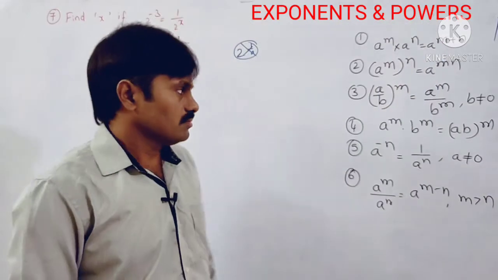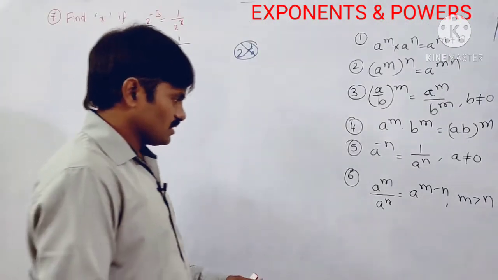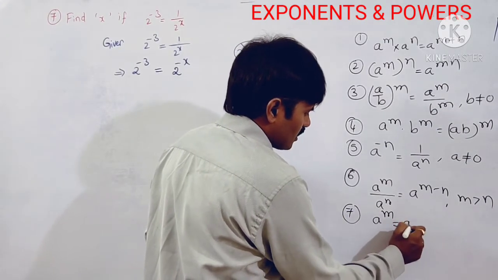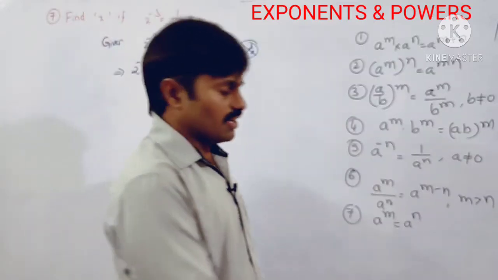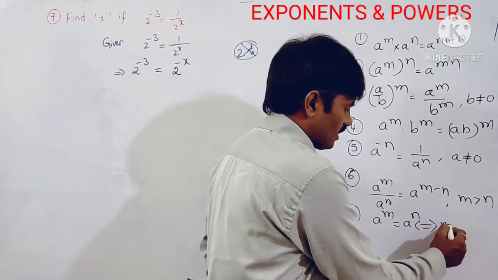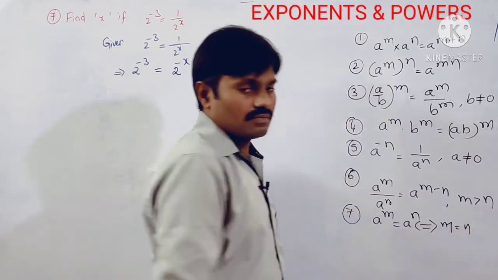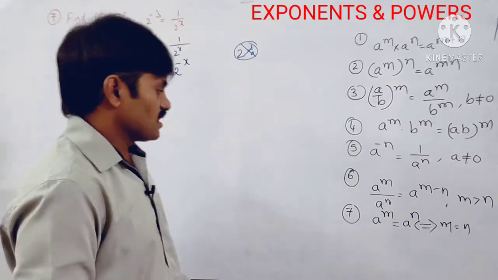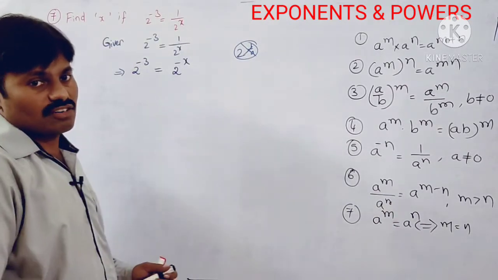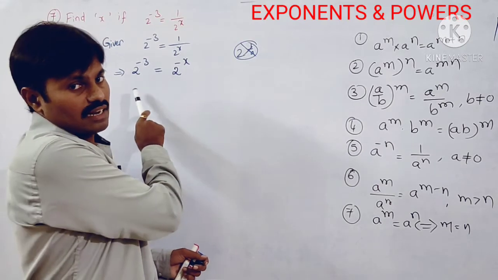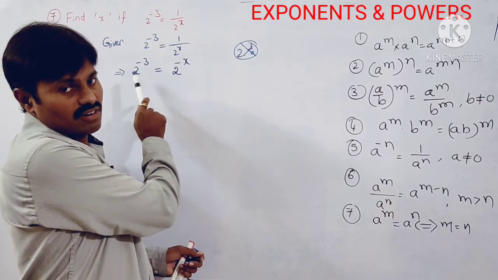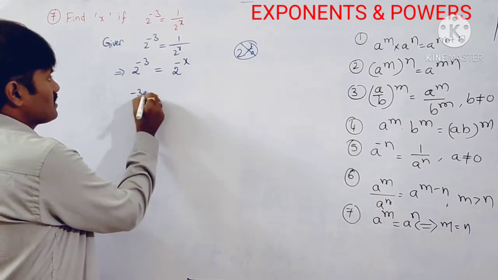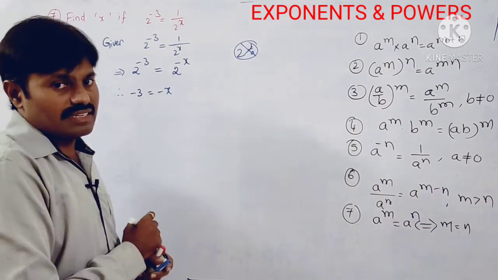Okay. Now another formula is, we know that a to the power of m is equal to a to the power of n if and only if m is equal to n. See here the base is equal and there is an equal to sign, so the powers are also equal. In the same way here also 2 to the power of minus 3 is equal to 2 to the power of minus x. Here also the base is equal, so the powers are equal. Therefore I can write minus 3 is equal to minus x.